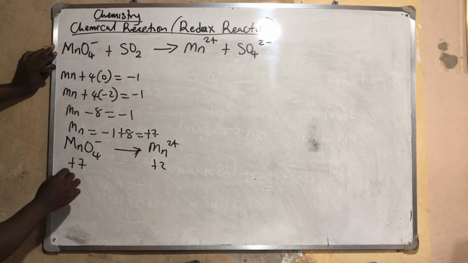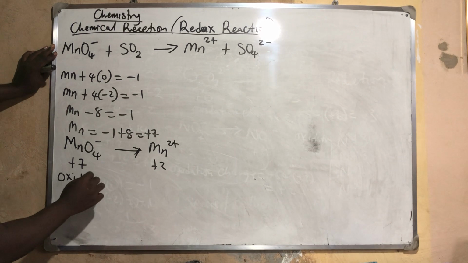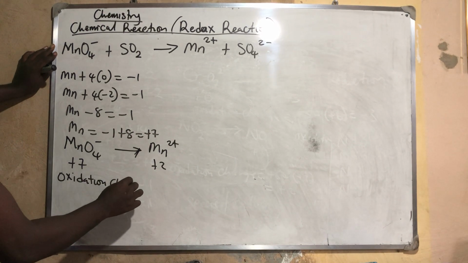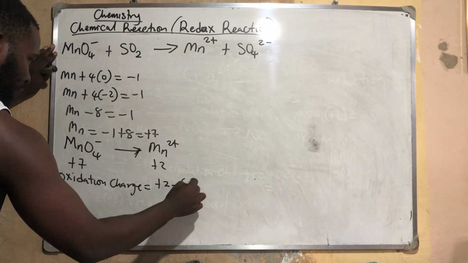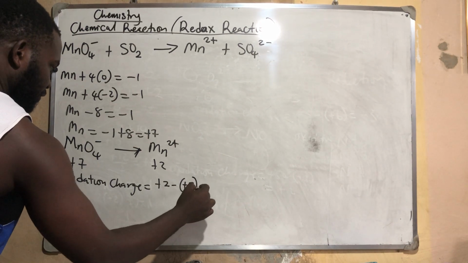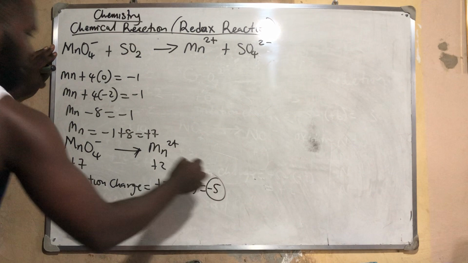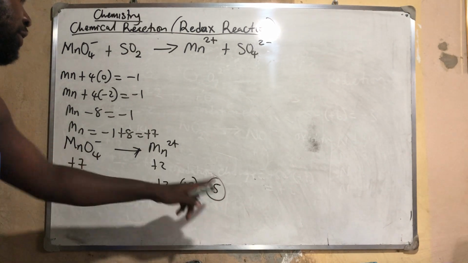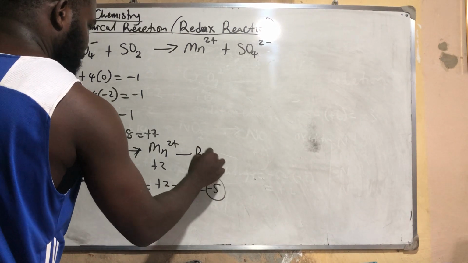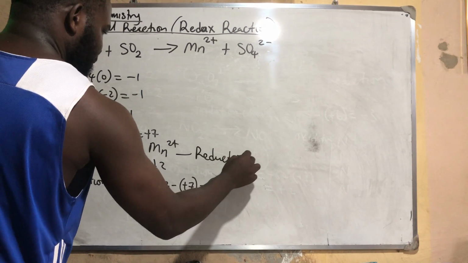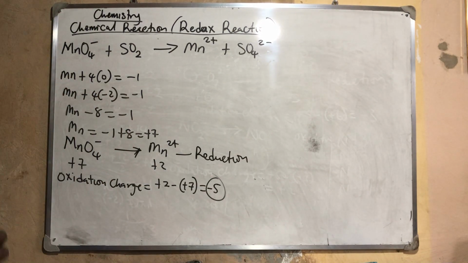So our oxidation charge is equal to what? Product first, +2 minus reactant +7, which is giving us -5. You see, negative oxidation charge is reduction. So therefore, this is reduction. Very simple. So let us do for the other guy.